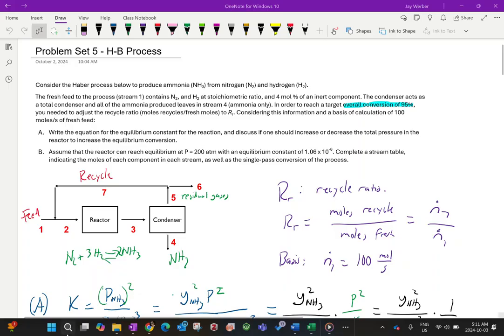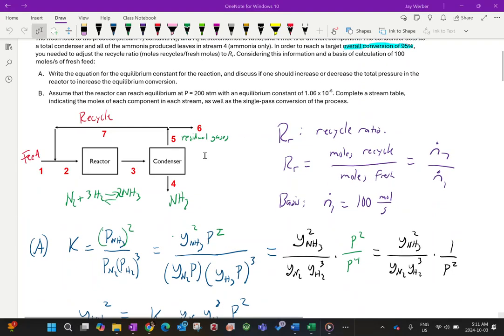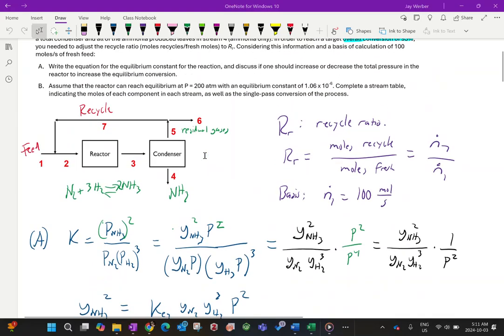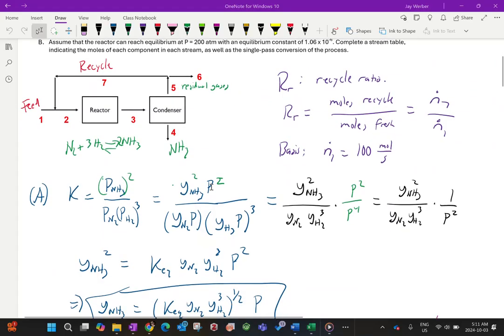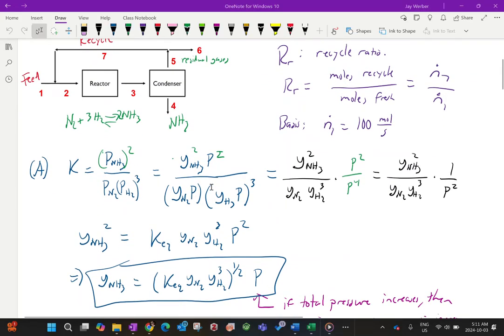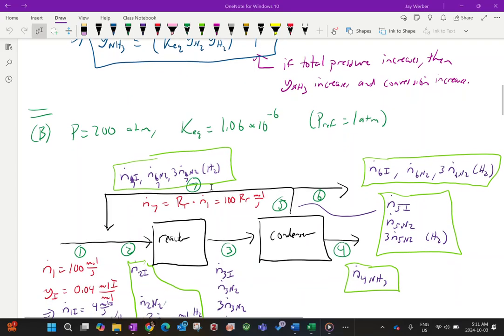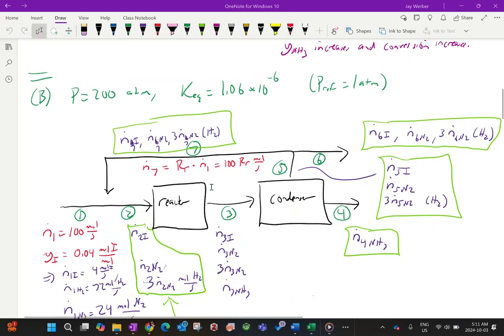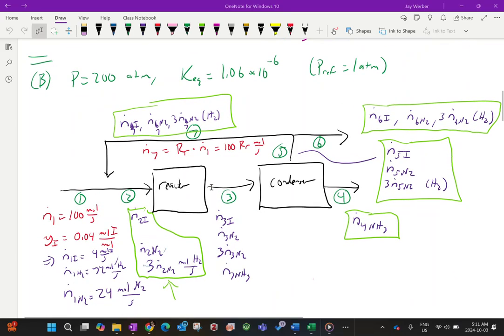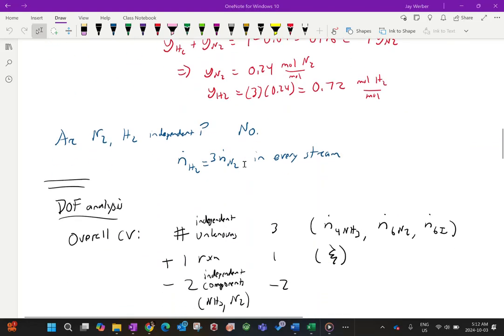In the first part, we set up the problem and solved part A, and then talked about how we're going to solve the actual mass balance for this reactor condenser with a recycle and a purge, where the reactor is at equilibrium. We said how we're going to solve it.